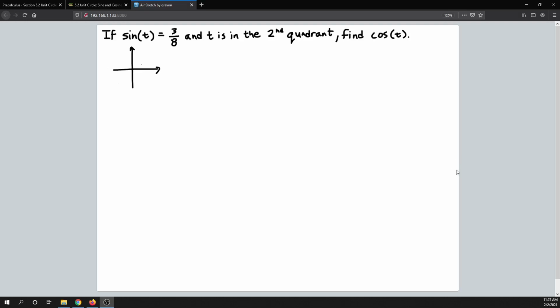Okay, so here is some coordinate axes, and I want to draw the angle t, right? An angle in standard position, right? So remember that means that the vertex is at the origin, the initial side points in the positive x direction, and so the terminal side is up in the second quadrant, right? So it would be somewhere up here.